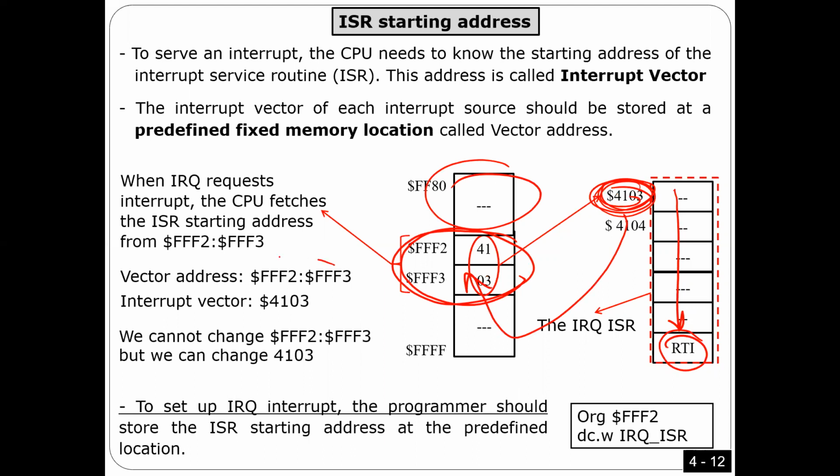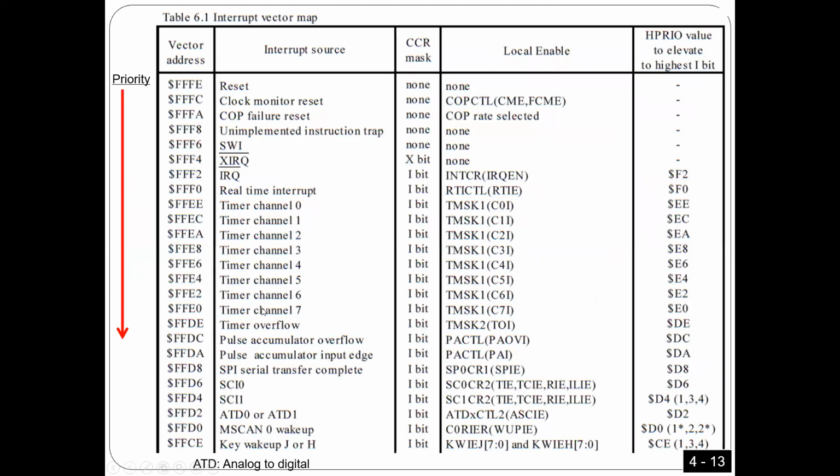So here, look at this part, guys. Here I'm saying we have the vector address. This vector address is actually the fixed location, right? For the interrupt vector, this is where the beginning address goes. So these addresses are fixed, but this one, 4103, is not fixed. This is something you can change, okay? Now, in this table you can see the vector addresses here, guys.